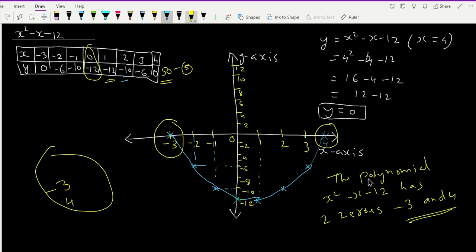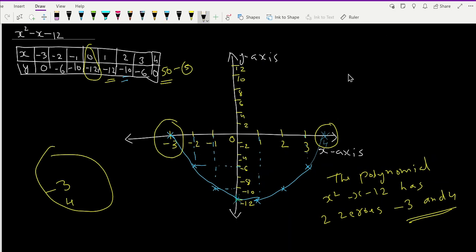And here above you have to write the scale, what scale you have taken. So for that, we'll write the scale here. So the scale is x-axis, y-axis.